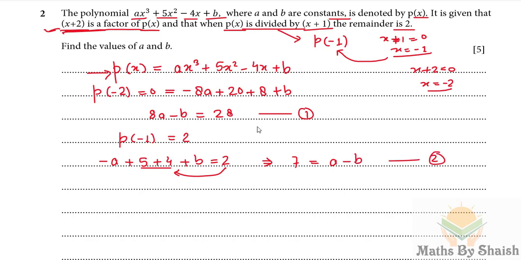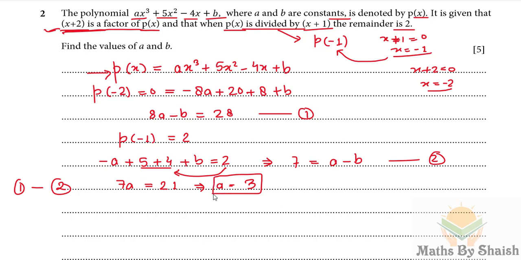So from equations 1 and 2 we can easily eliminate b, subtracting 2 from 1. It would be easy. So 8a minus a is 7a, minus b plus b is 0, and 28 minus 7 is 21. So we got a as 21 by 7, that is 3.